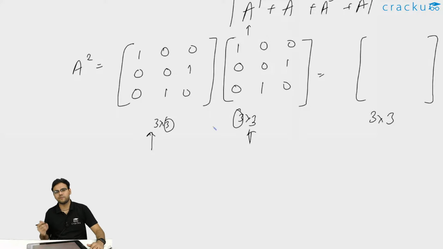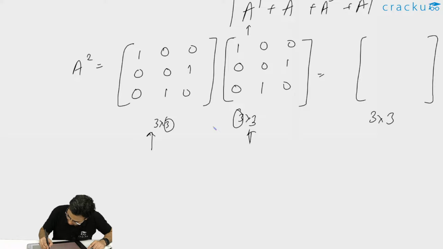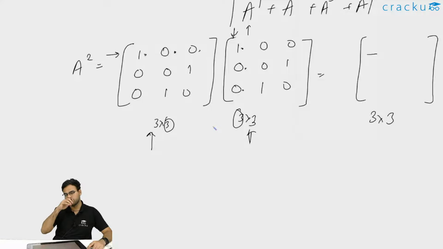Now I discussed yesterday how to perform the matrix multiplication. If you have to find the element in the multiplied matrix of ith row and jth column, you have to take the ith row of the first matrix and the jth column of the second matrix, and you have to multiply the corresponding elements and add them up. So for A11, I'll take the first row and first column and multiply the corresponding elements. 1 into 1 is 1, 0 into 0 is 0, and 0 into 0 is 0. So 1 plus 0 is 1. So my A11 will be 1.